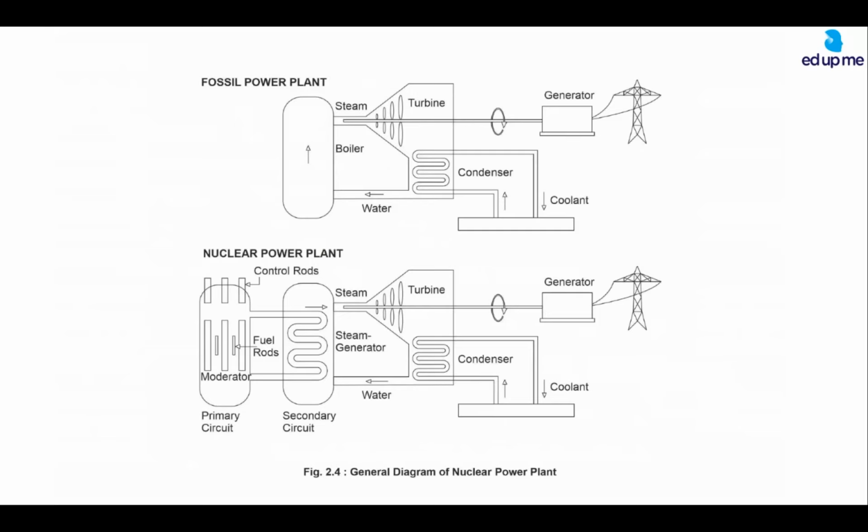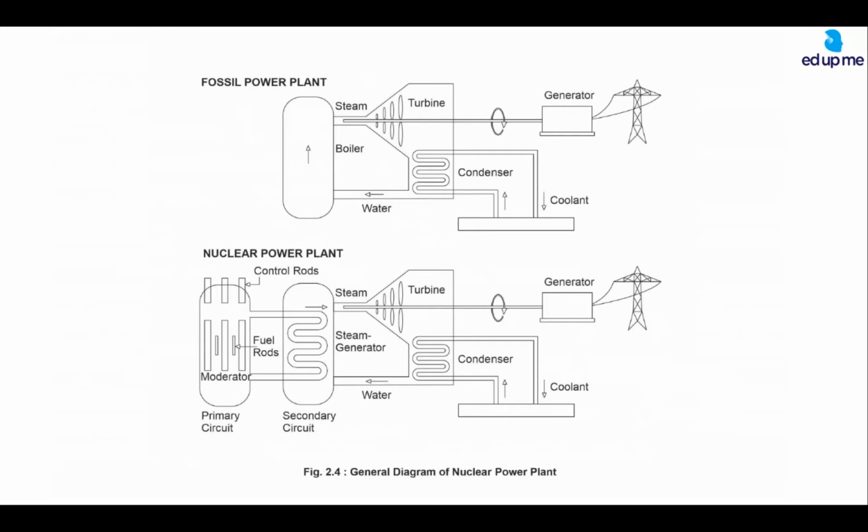So the primary circuit is a nuclear reactor. The secondary circuit is a boiler. Then the steam will come out and it will go to the turbine. I have shown one, but there can be HP, IP, LP, right? Condenser, same as thermal power plant, right? And the turbine runs the generator, which feeds the electricity, right?